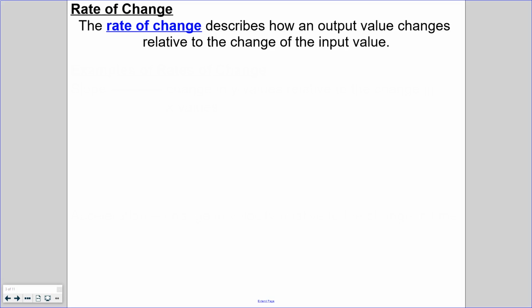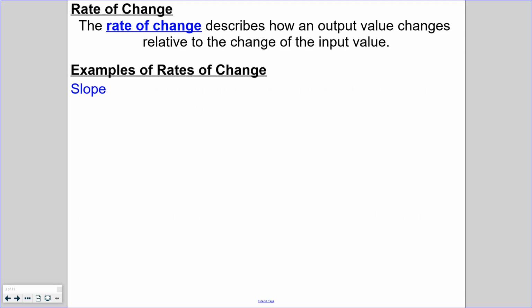So again, I'm going to read that again. The rate of change describes how an output value changes relative to an input value. So let's look at some examples of rates of change, because no doubt you've heard the phrase rate of change before. And in mathematics, whenever we talk about rate of change, there is one specific word that I need you to think about whenever you hear rate of change. And that word is slope.